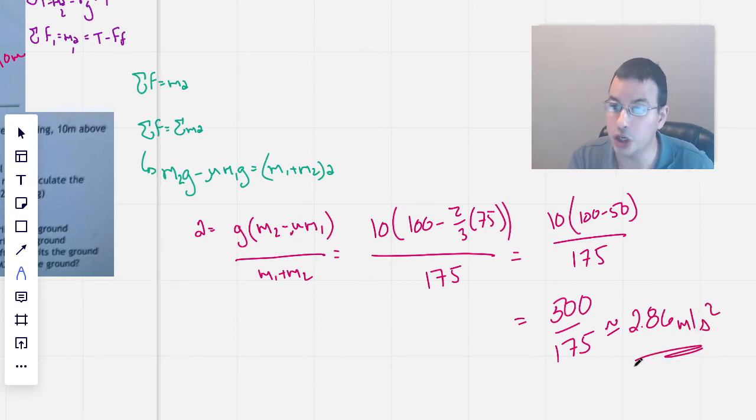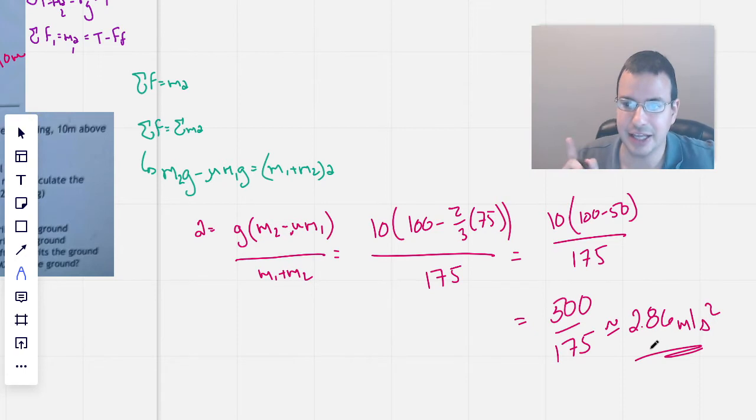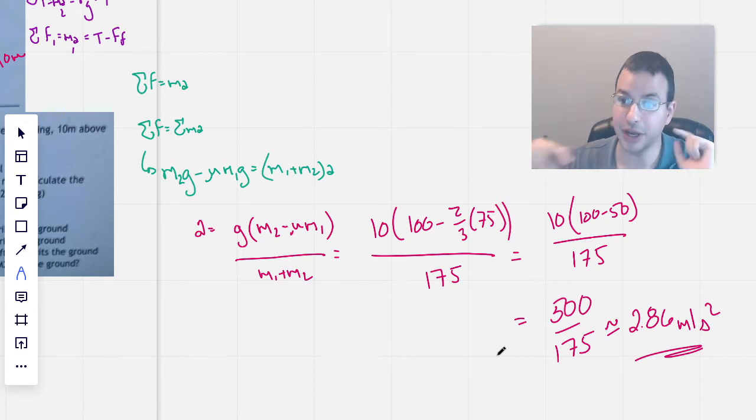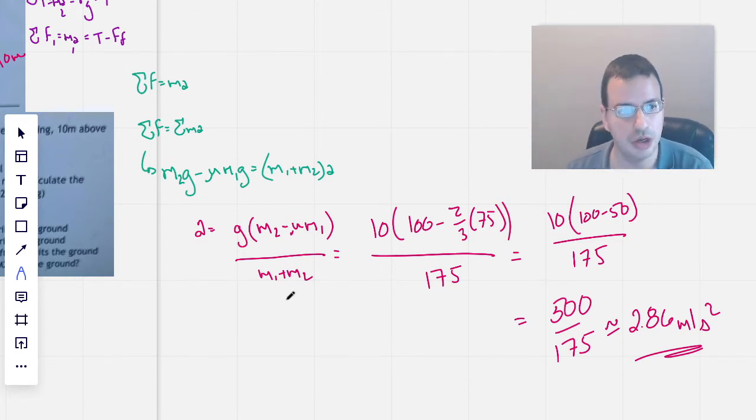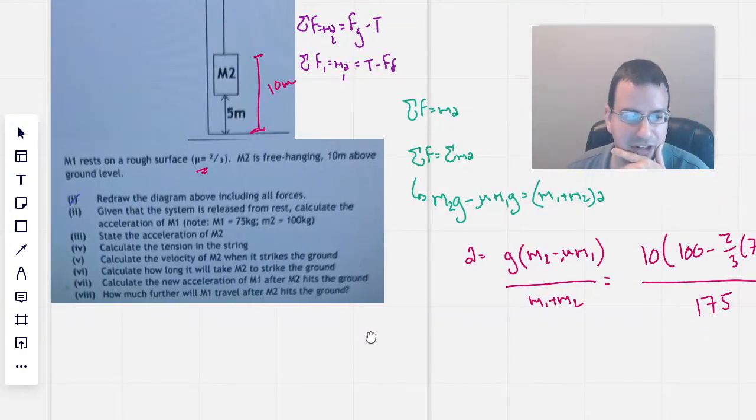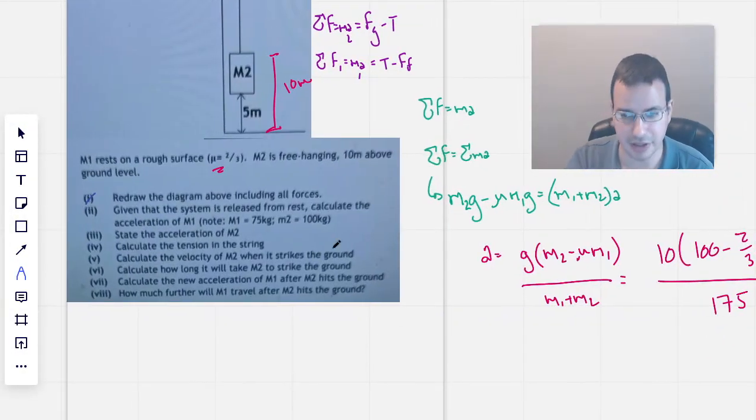And one key thing to note here is it is less than 9.8 meters per second squared. If we got a number that was bigger than gravity, we would know that we did something obviously wrong. At this point, we might have done something wrong, but it was not obvious. So that's going to be the acceleration of m2, which is the same as the acceleration of m1. So check and check.